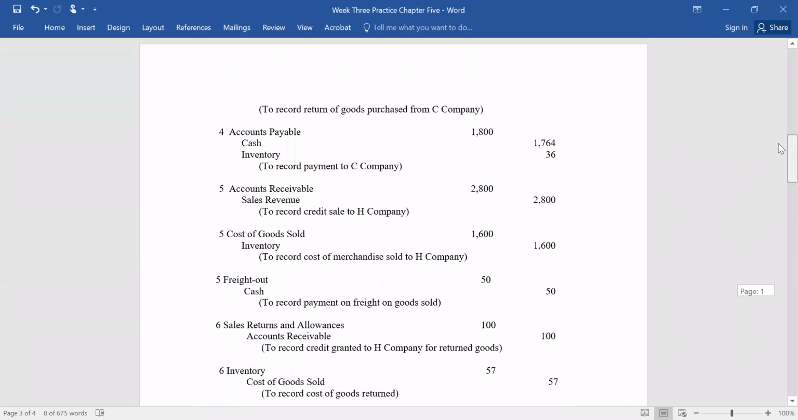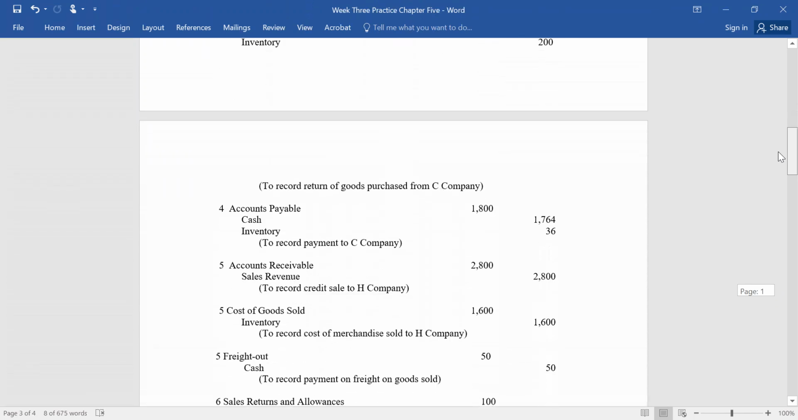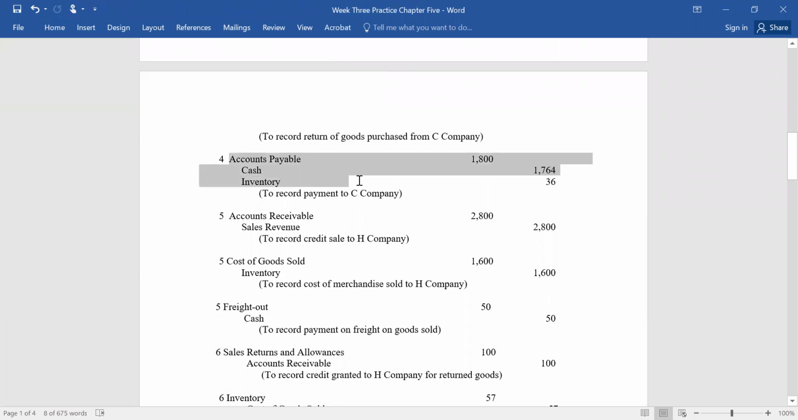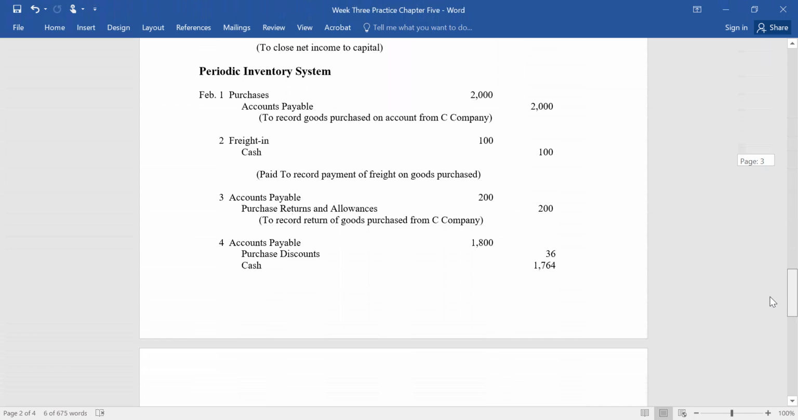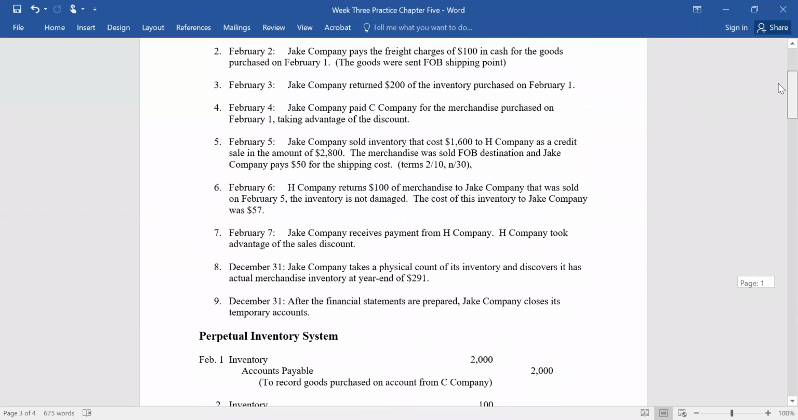Fourth item, what we did in the fourth item, Jake Company paid C for the merchandise purchased on February 1st, taking advantage of the discount. So for perpetual, we debited accounts payable, credited cash and inventory. For the periodic, we're still debiting accounts payable, but we're crediting an account called purchase discounts. And then, of course, crediting cash, but it's a different account name. Fifth item, Jake sold inventory that cost $1,600 to H as a credit sale in the amount of $2,800. And they also had to pay a $50 shipping cost.